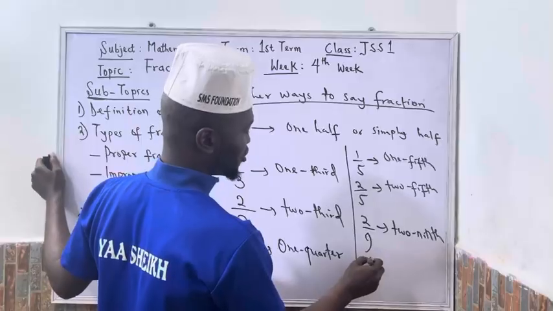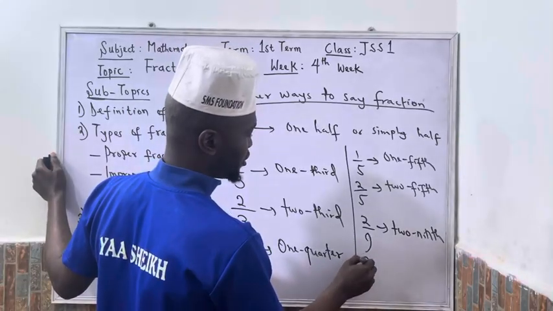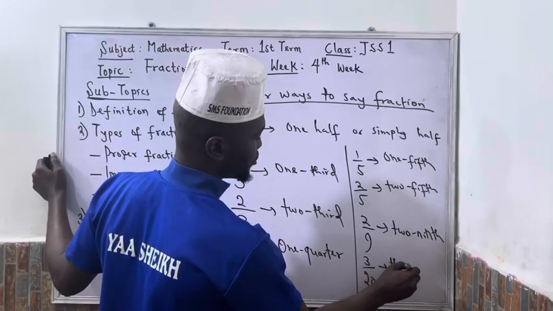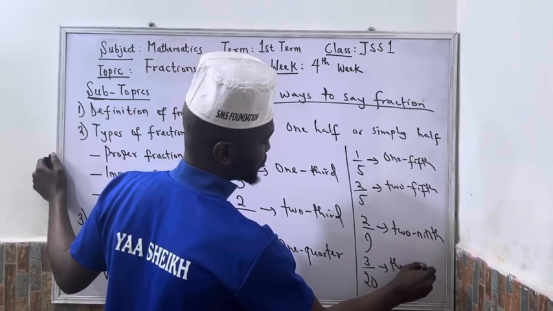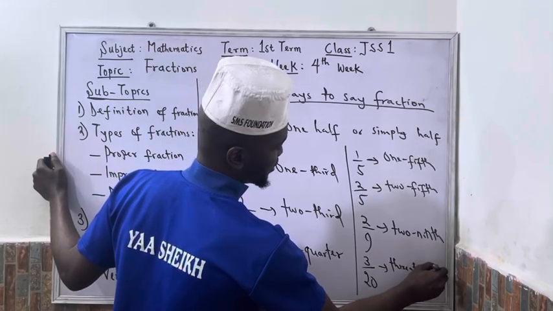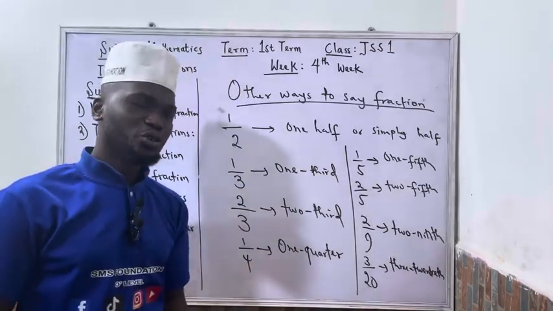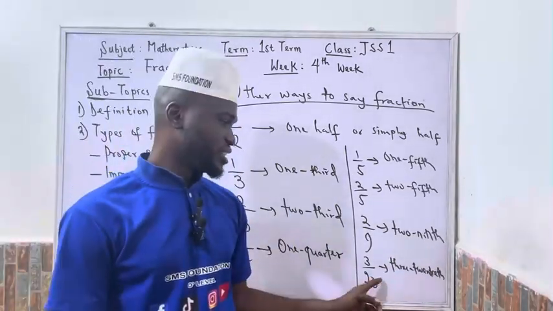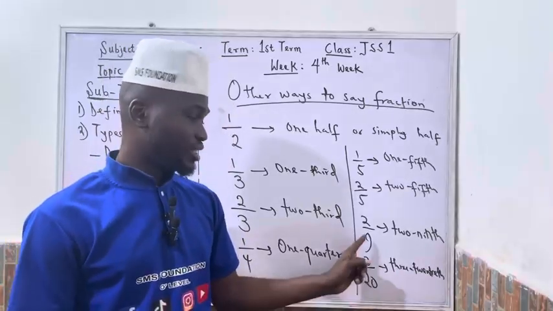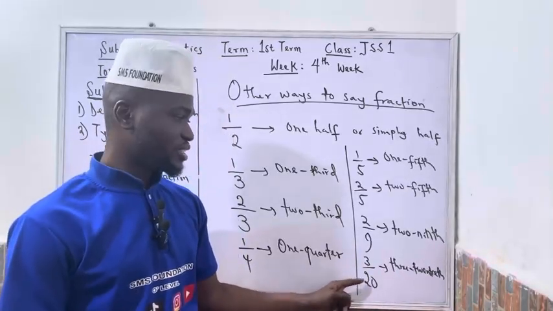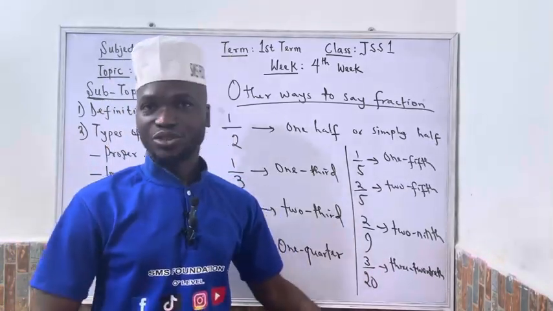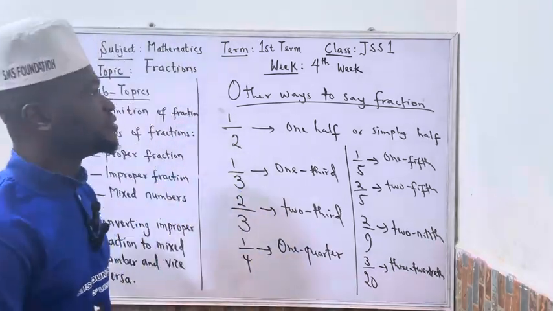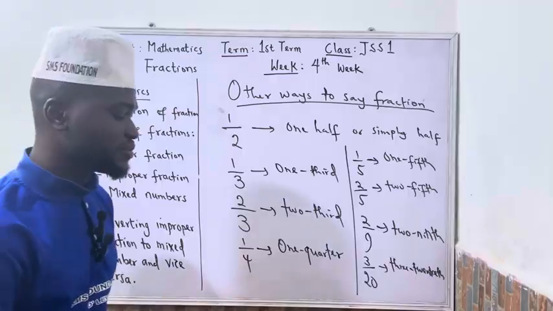Even if the denominator is big, for example, 3 over 20, this will be 3/20th. So don't feel surprised at what's going on. Don't feel lost when the teacher is teaching and is saying 3/20, and they call it 3/20th. Don't feel lost. Everything is still within the same. We are still talking about the same thing.